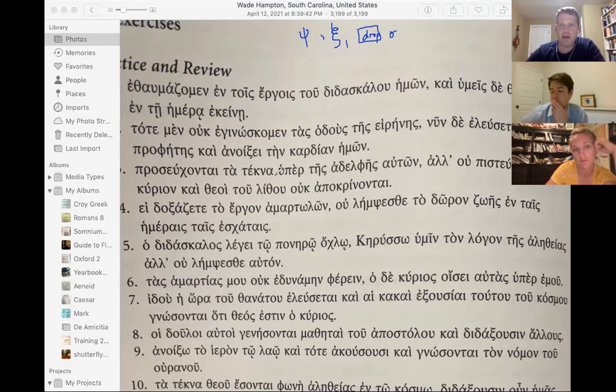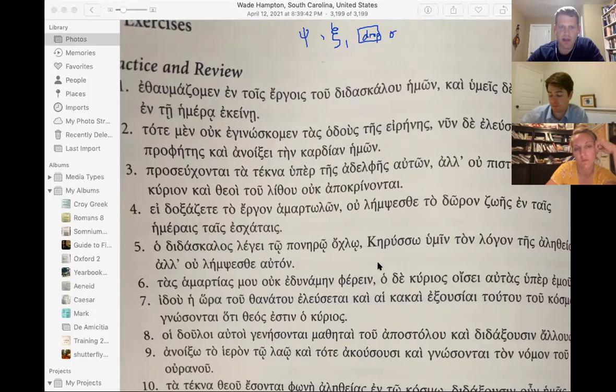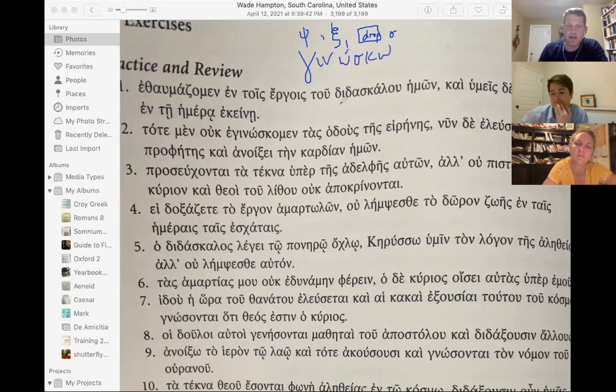All right, let's look at the verb in number 2. First, can you find the first verb in number 2? Eginoskomen. Okay, good. So what's it come from? And notice, this is kind of funny. Often when we parse, we say this last, but we really have to know what it comes from. Ginosko, I know. Okay, it comes from ginosko.